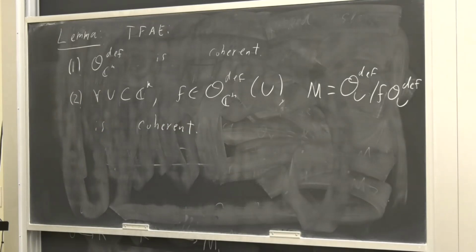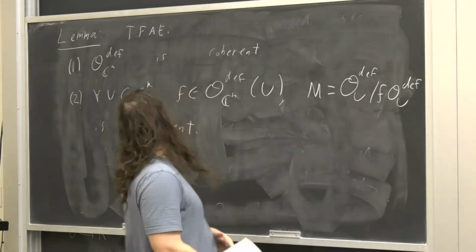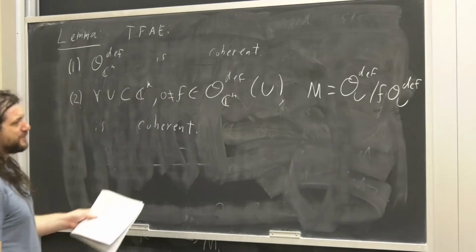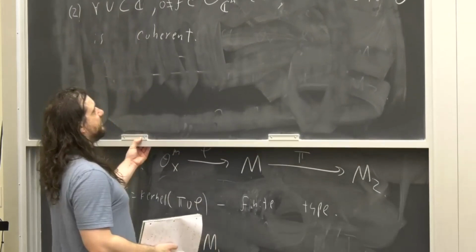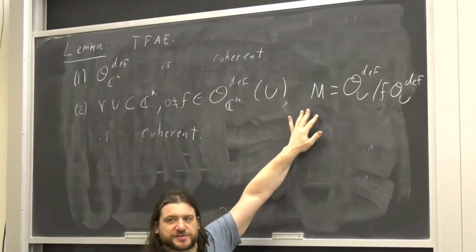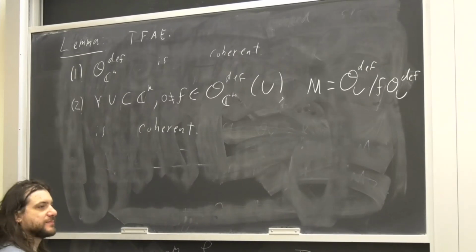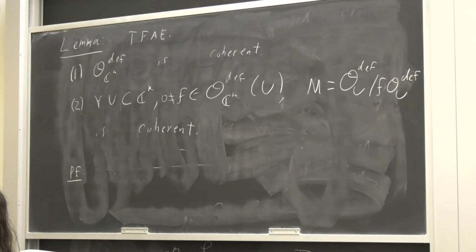If you want to show the whole thing is coherent, it's enough to understand all quotients like this. For all non-zero F, sorry. If I allow F to be zero, then it's kind of a trivial coherence. So once we have this lemma, we can try to make that proof work by studying this using that kind of strategy. Okay, so let's prove this equivalence.